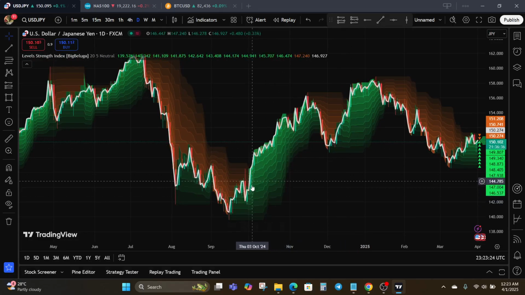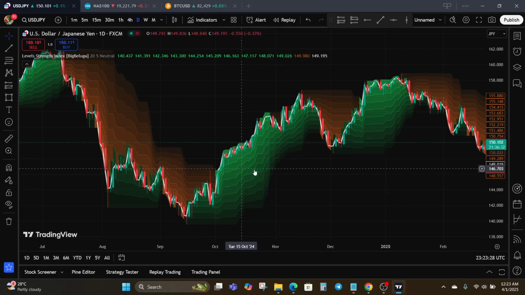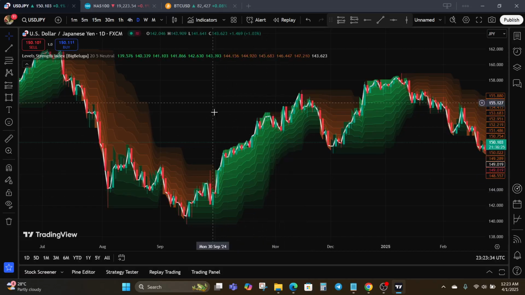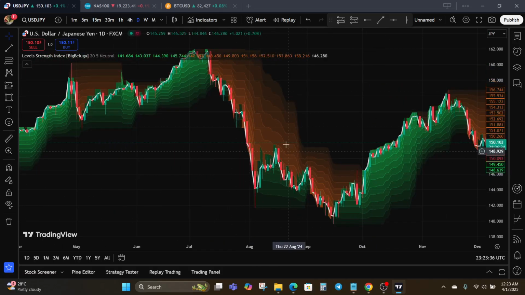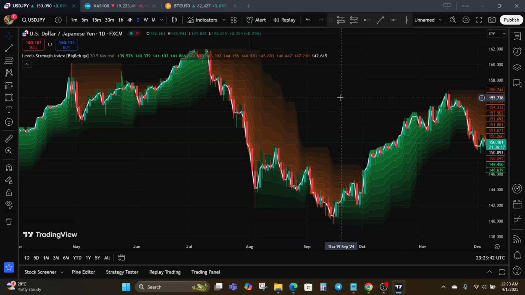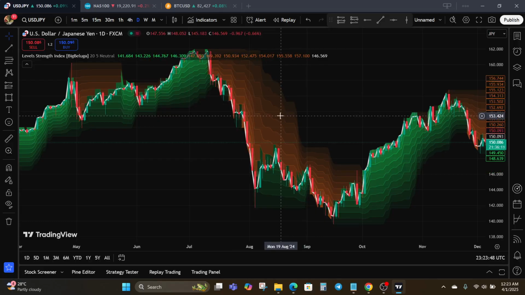You can see that when the indicator is painting a green shaded area, it automatically means that bullish momentum is prevailing. And when it is painting an orange shaded area, it typically means that bearish momentum is prevailing. So you can use this indicator effectively for trend confirmation, for reversal signals, for breakout trading, and to compare it with other indicators.